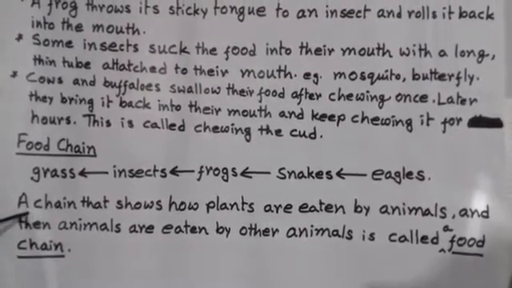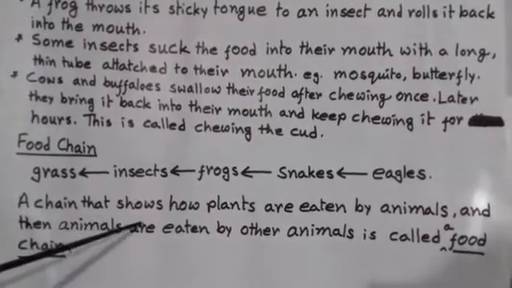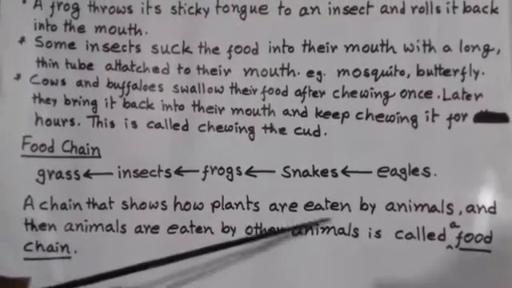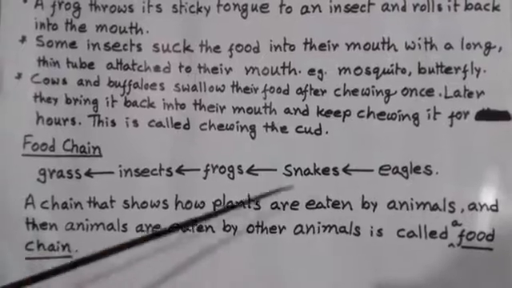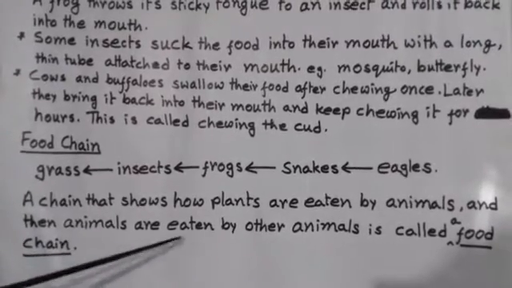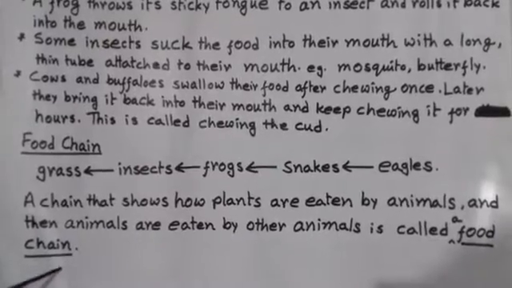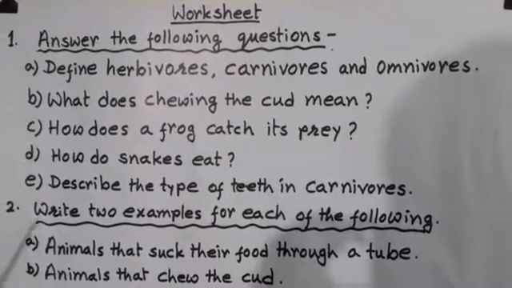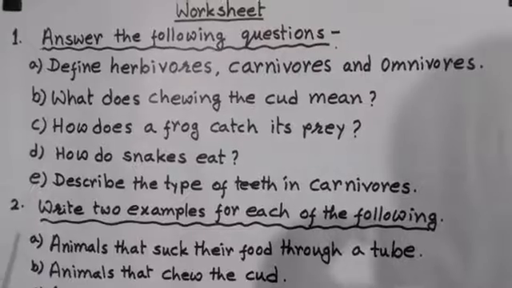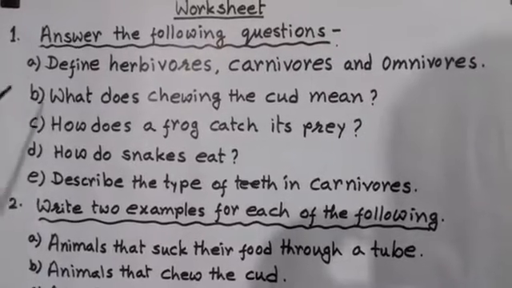So we can say that a chain that shows how plants are eaten by animals and then animals are eaten by other animals is called a food chain. Now we have finished the chapter, and some work you have to do.